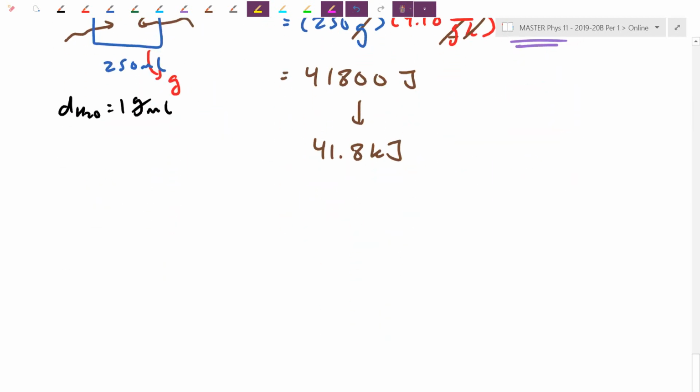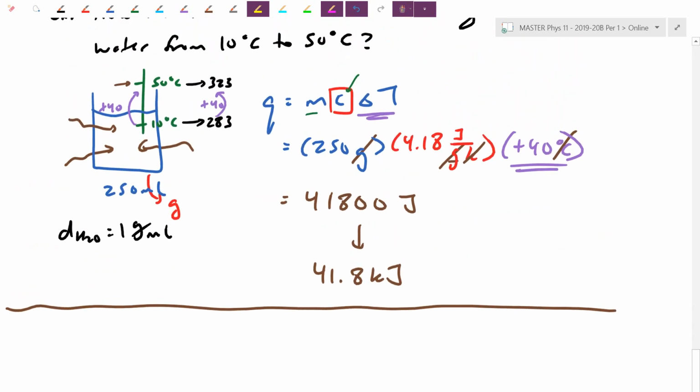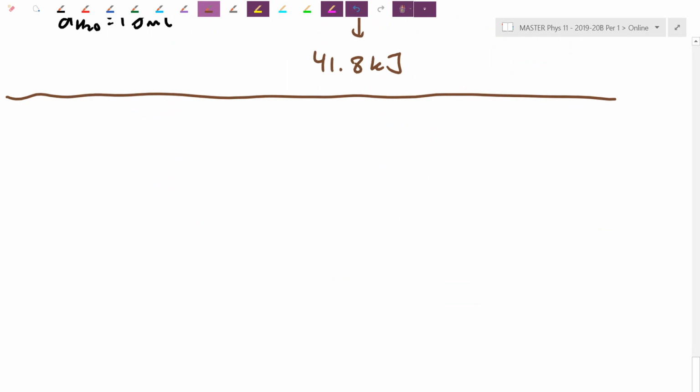Now, one last thing I just want to introduce to you, we'll flesh it out a little bit more tomorrow, is let's just focus on, this part here was easy because water is liquid from 10 degrees to 50 degrees. What if we actually undergo a phase change? So I just want to do a quick recap here of kinetic molecular theory.